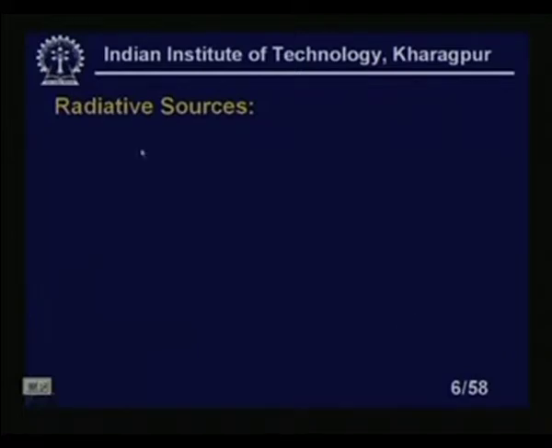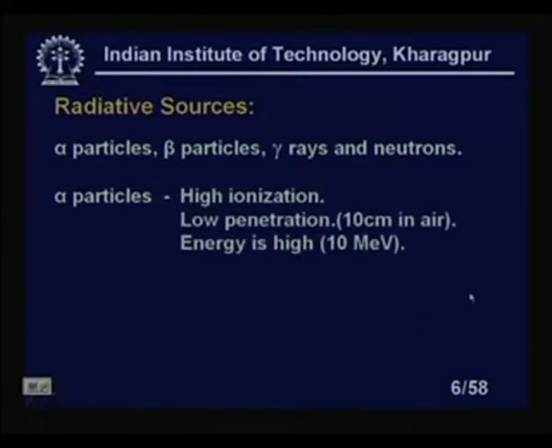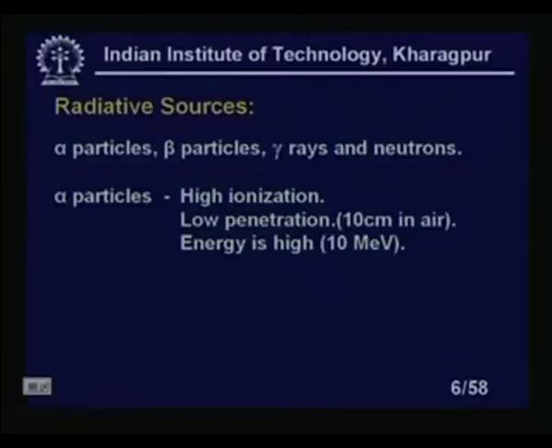I should actually say radioactive source instead of radiative source. These are alpha particles, beta particles, gamma rays and neutrons. There are some advantages and disadvantages of this particular method. Now, alpha particles have high ionization, they will ionize the gas through which they pass. Low penetration, they can only pass 10 centimeters in air, and the energy is high, 10 MeV, which is supposed to be quite high.